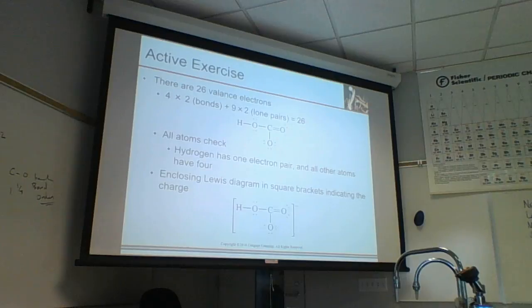Now, there are different ways we draw this bridging oxygen. The way it's drawn here makes it look 180, and so what people try to do is make it look a little more accurate by putting a kink in there. Because the true bond angle here is not 180.